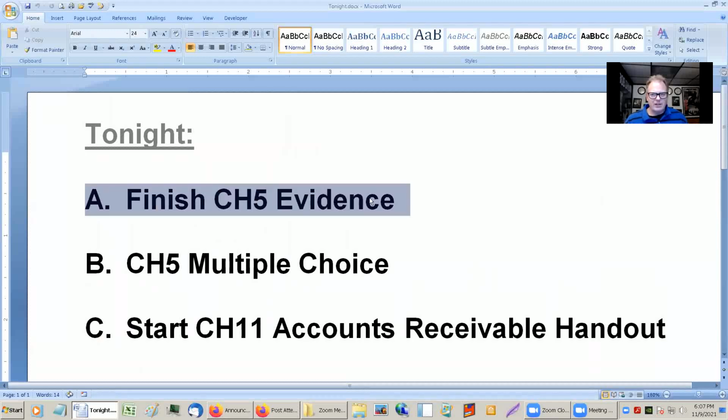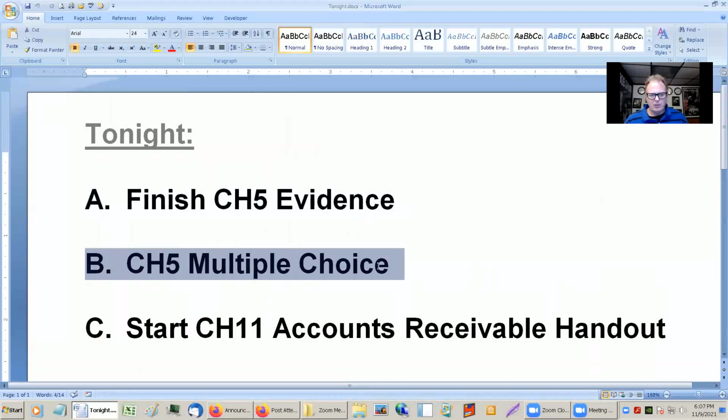Finish chapter 5 on evidence, and then do the multiple choice questions. And I think I'm going to hold off on setting out the exam because I think you guys have an exam due Friday. Is that correct? Yeah. Chapter 19. Yeah. So we'll hold off on it. And we might have to start the chapter 11.